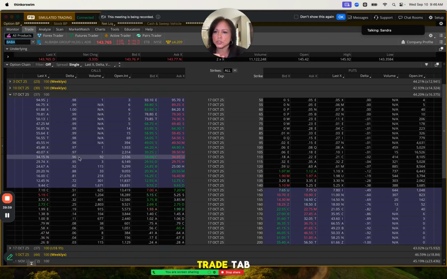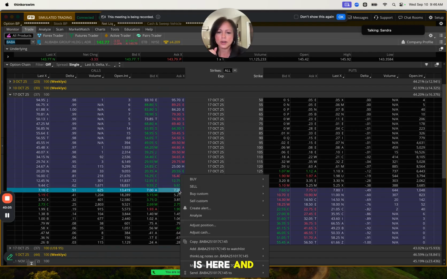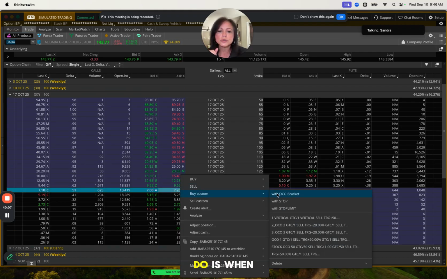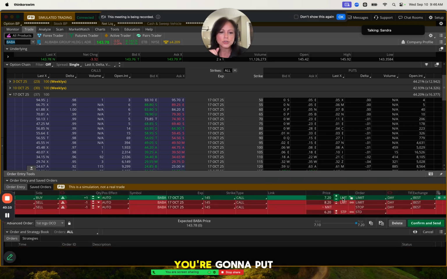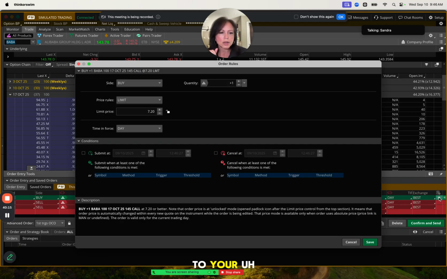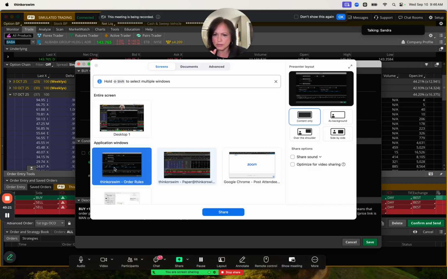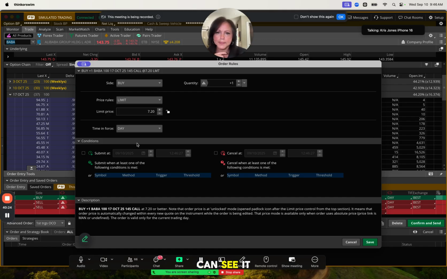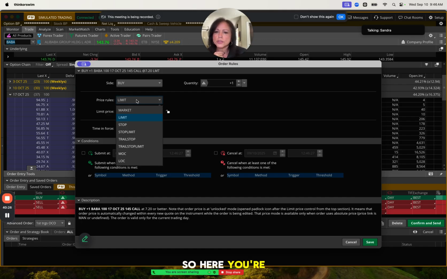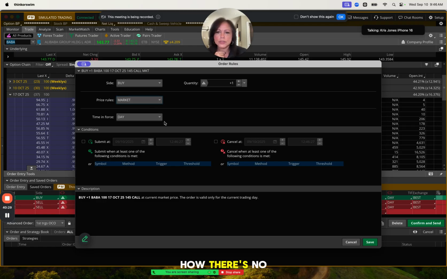If we go to the trade tab, let's pick everything exactly the same. Let's act like right now price is here and you're wanting to do this. When you go to the OCO bracket, you can't do it here, so you're going to go over to the icon. Can you see that screen? I can see it, I'm on my iPhone. Okay, so here you're going to put market, and you see how there's no price whatsoever.